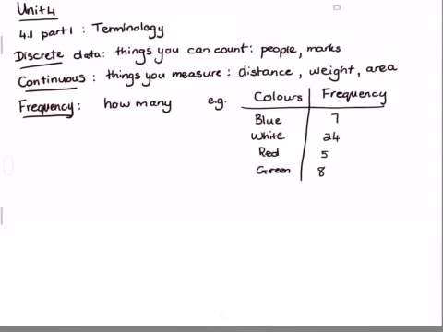If I now want to figure out how many cars altogether did I count, I just add all of these together. Right, so 7 plus 8 is 15 plus 5 is 22. The total is 44. So that is frequency, but then you also get relative frequency.